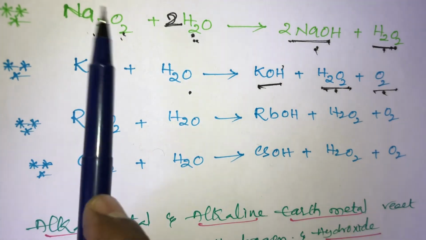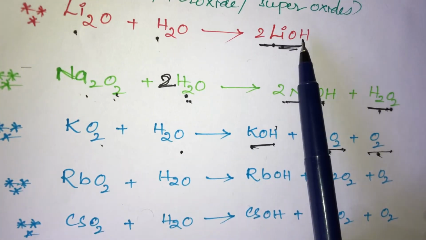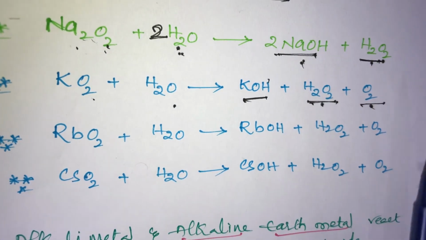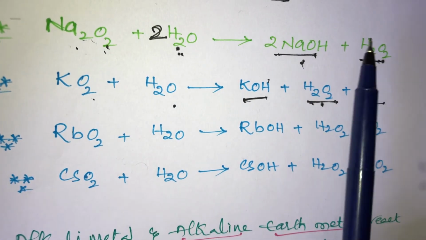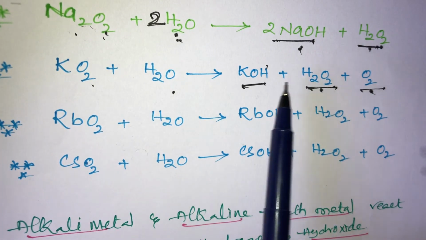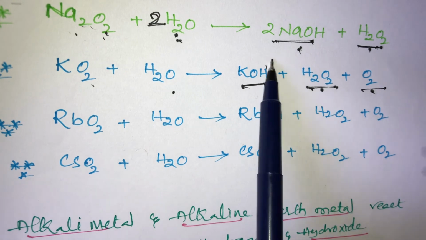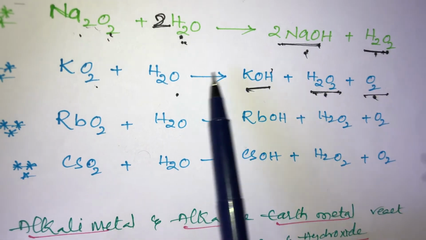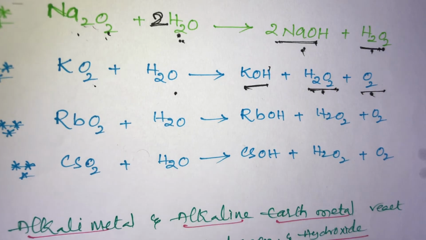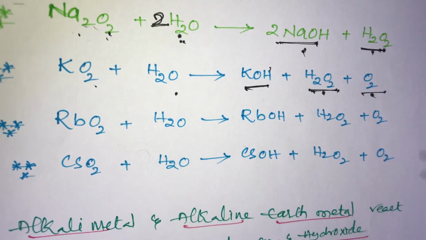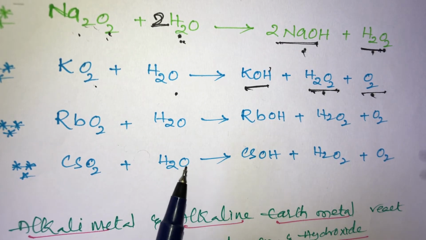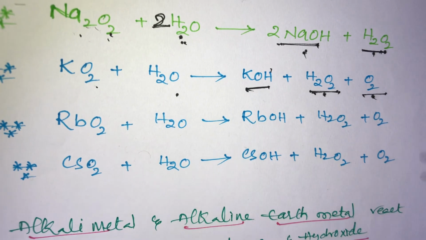But lithium monoxide gives only one type of product, that is lithium hydroxide. Sodium peroxide dissolves in water to form two types of products, that is sodium hydroxide and H2O2. And these three superoxides dissolve in water to form three types of products: KOH, H2O2 and O2. So when superoxides dissolve in water, three products are produced. This is the important hydrolysis of metal oxides. These are the most important, students.